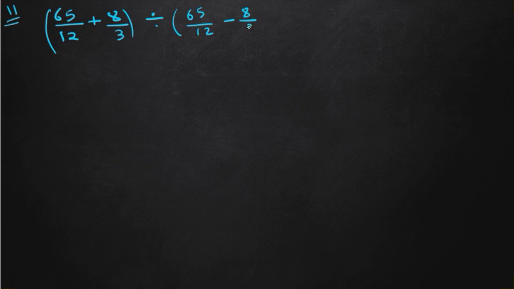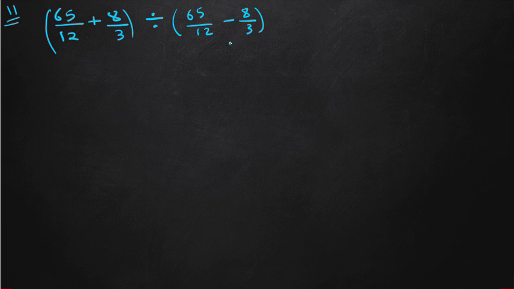Question 11 is also the same. Divide the sum. The sum will be 65 by 12 plus 8 by 3. We need to divide the sum by their difference. By their difference means the difference of 65 by 12 and 8 by 3. So the difference will be 65 by 12 minus 8 by 3. Obviously 65 by 12 is greater than 8 by 3. Okay, so this was the question: we need to divide the sum by their difference.